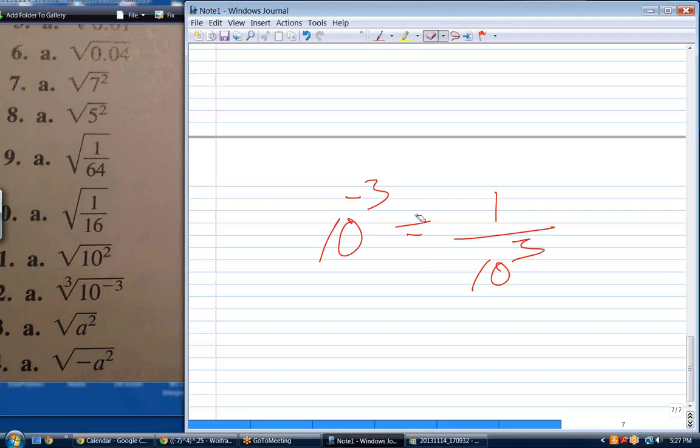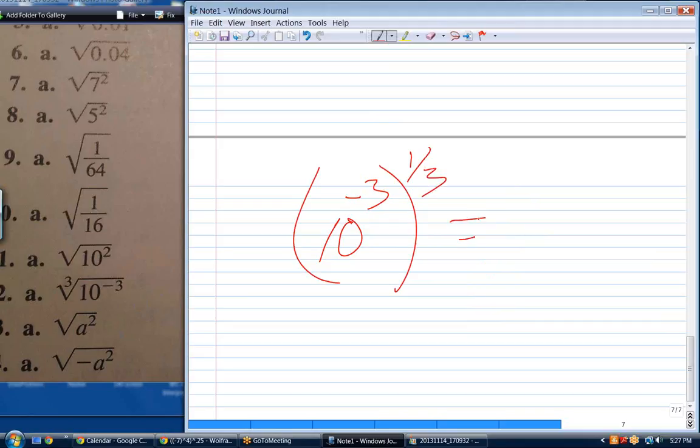But don't use that technique. Use the technique we just learned. Make the whole thing to the 1/3 power, multiply the exponents. What do you get? 1/10. Yes, 10 to the minus 1.